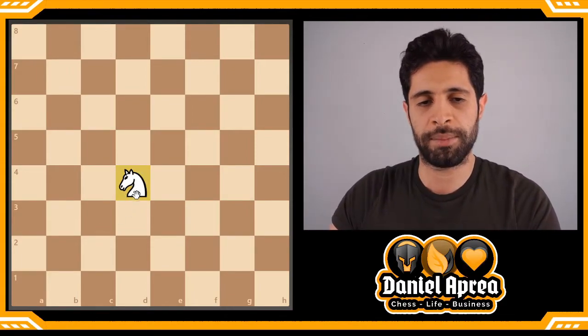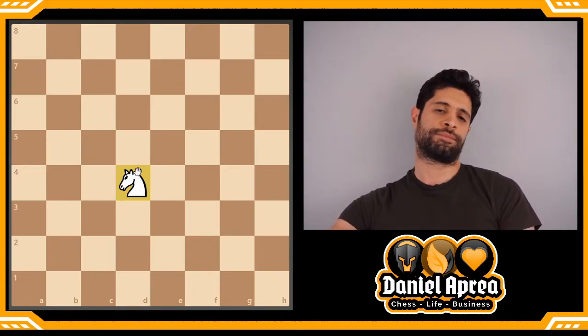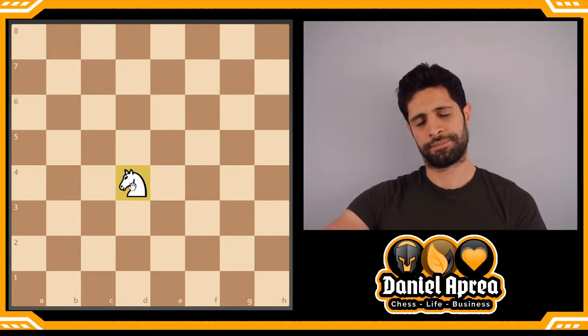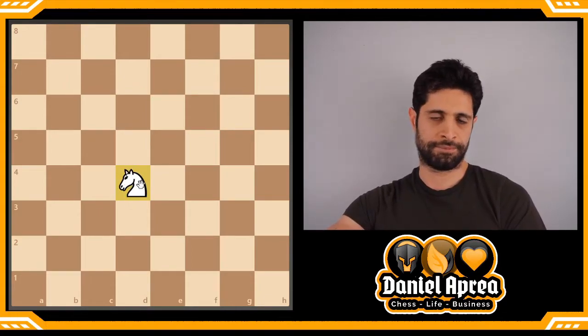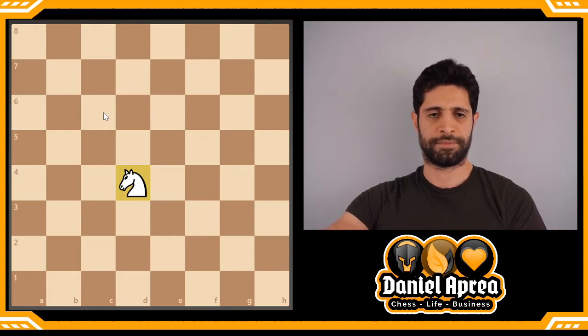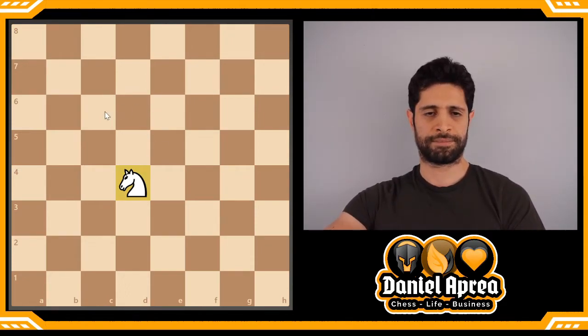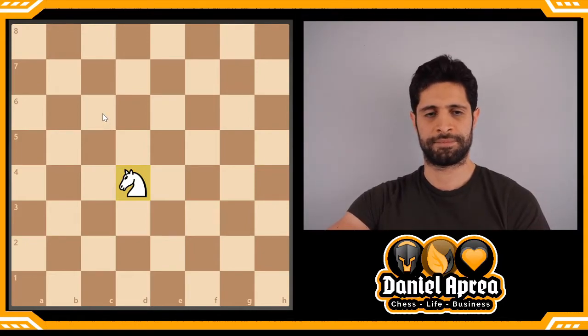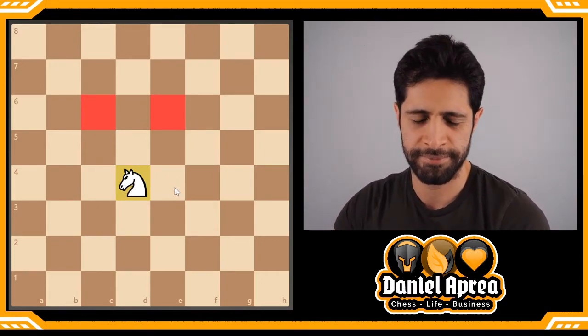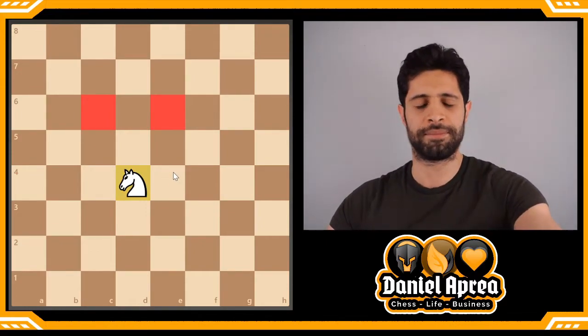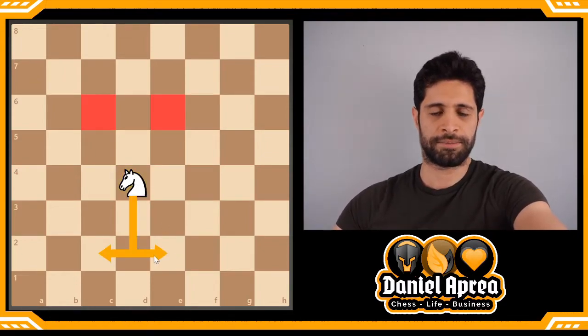Yeah. So remember the L shape. So, sorry, d4. It will go to the 6th rank and then move either left or right, right? So it's going to be C6 or E6. Or it could move 2 ranks down, so to rank 2, and then C2 and E2. Correct.